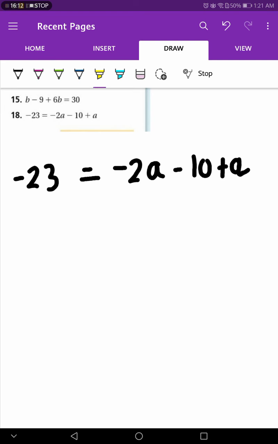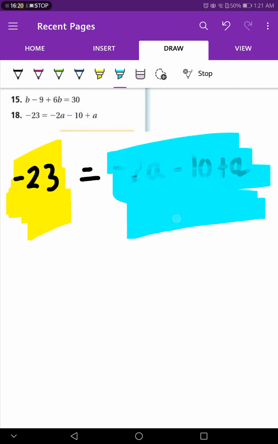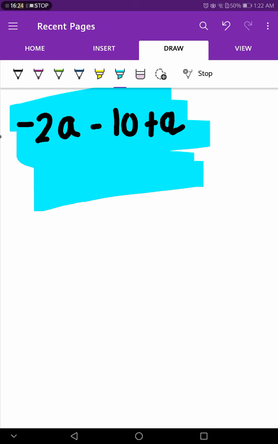Okay, do what you learned, or what you used to do, left and right. Move to the side that has a variable. How many terms do I have here? See, one term, two terms, and three terms.